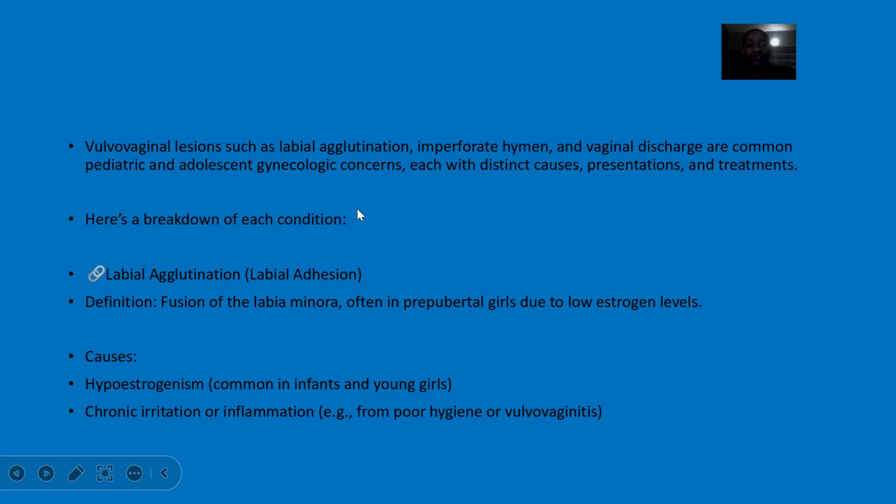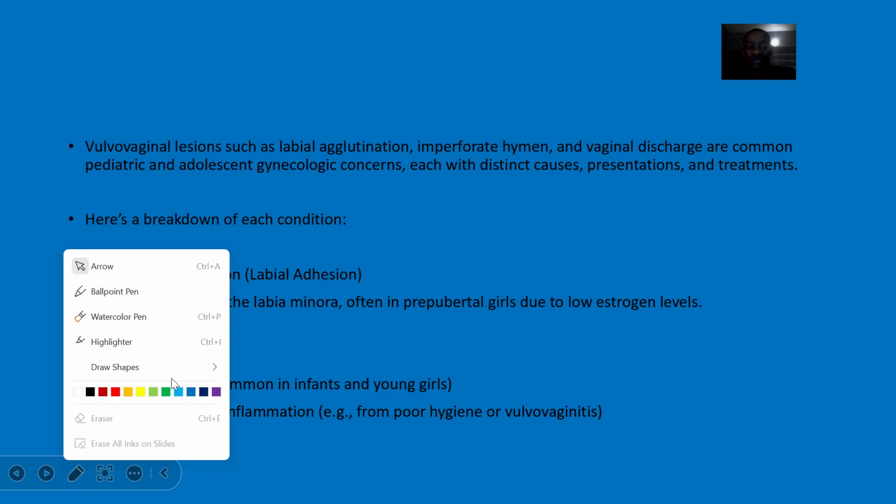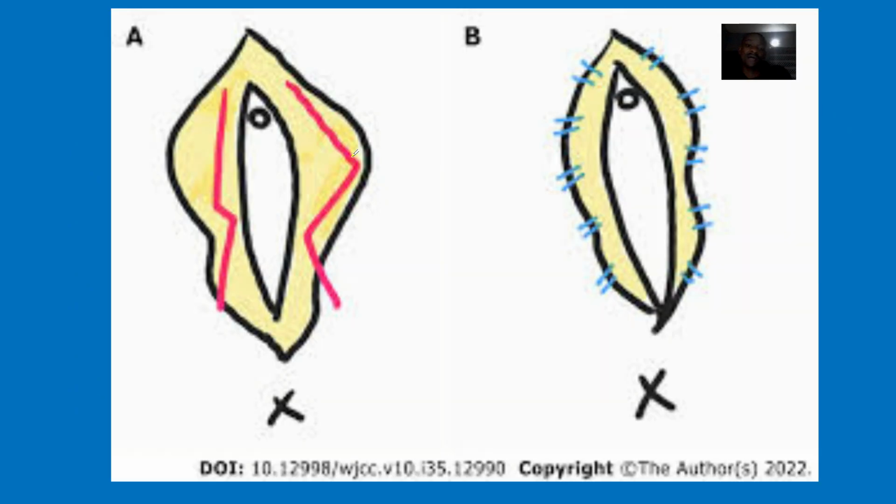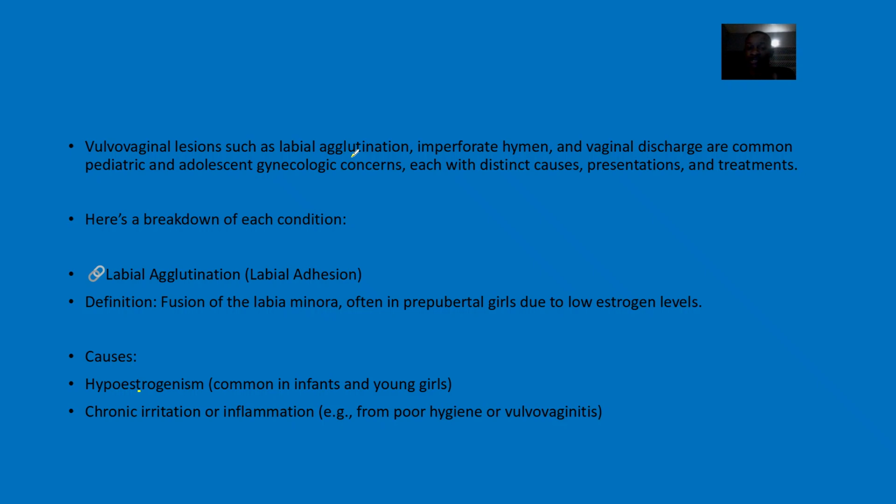Vulvovaginal lesions are just issues that could affect the vulva, which is the outside of the vagina, and the vagina itself. Examples are what we have listed: labial agglutination, imperforate hymen, vaginal discharge. They can be common in children, and they can be common in adults.